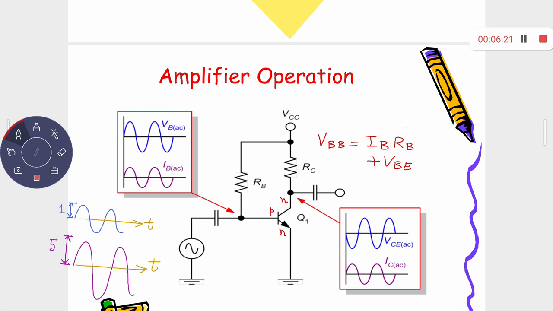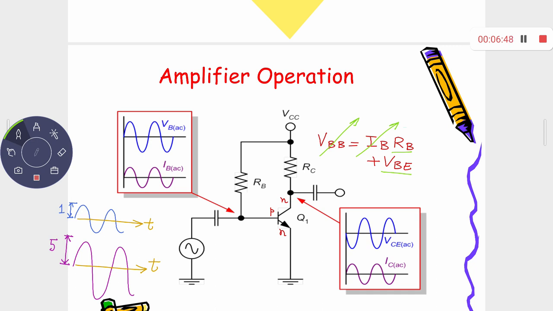Now let's assume that I'm changing this one. This is not constant, this is a variable one. This one is fixed, RB is also fixed. So if there is a change in VBB, it will lead to the corresponding change in IB. If you have more VBB, you have more IB. And then there is a relation between IC and IB: IC is equal to beta times IB. So if you have more IB, that means you have more IC.